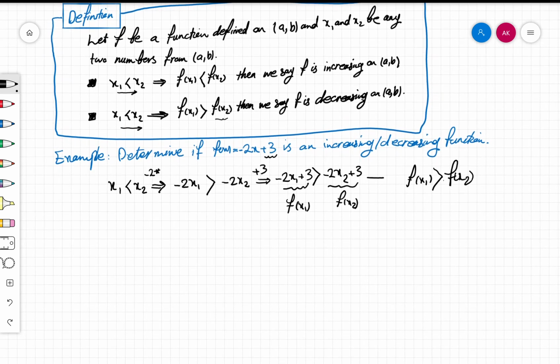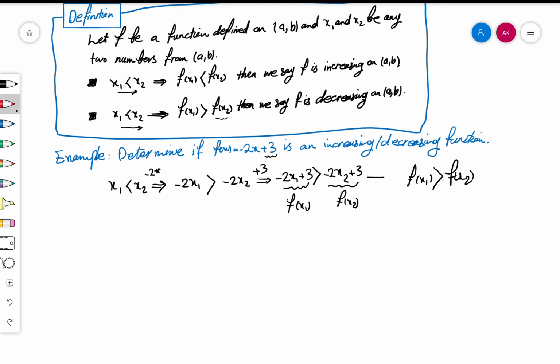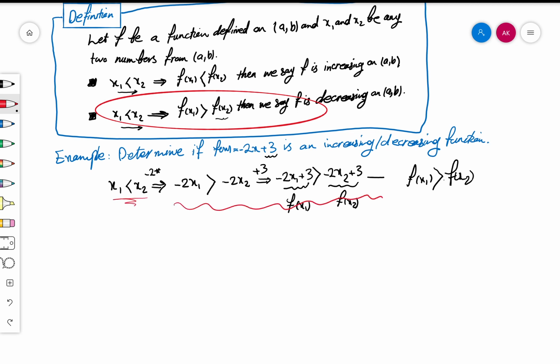Let's just go check the definition here. If x1 is less than x2, and we can do some work in between and conclude that f at the smaller value is bigger than f at the bigger value, then we have shown that f is decreasing.